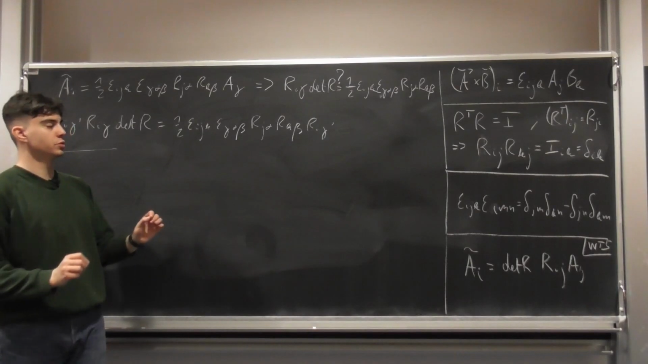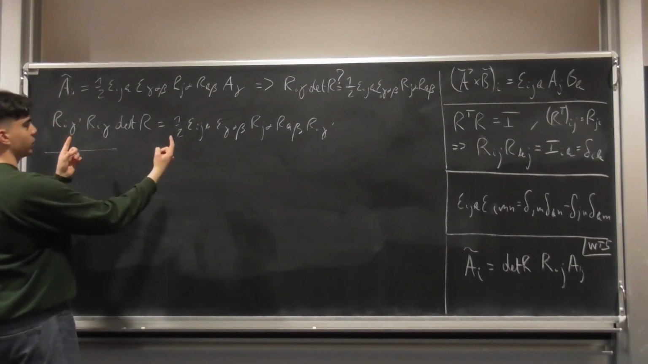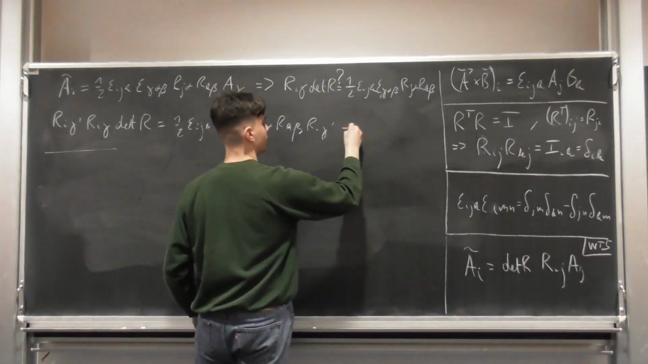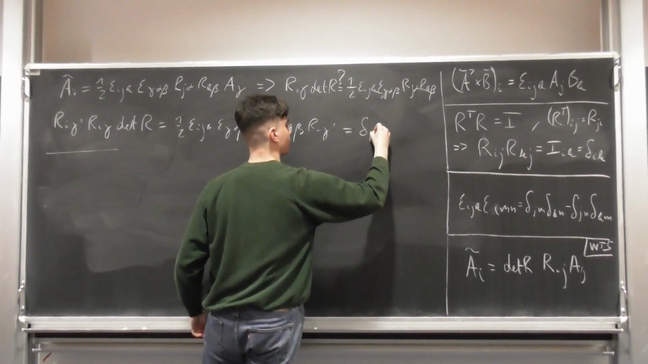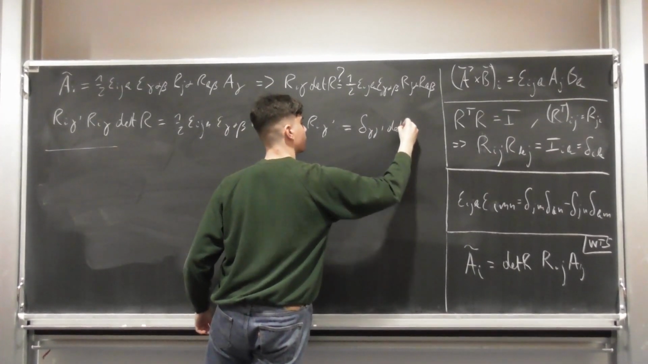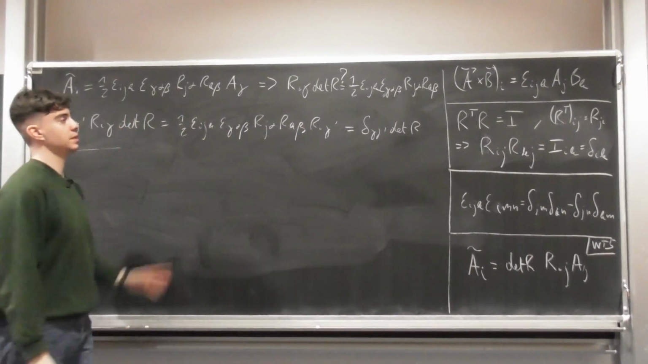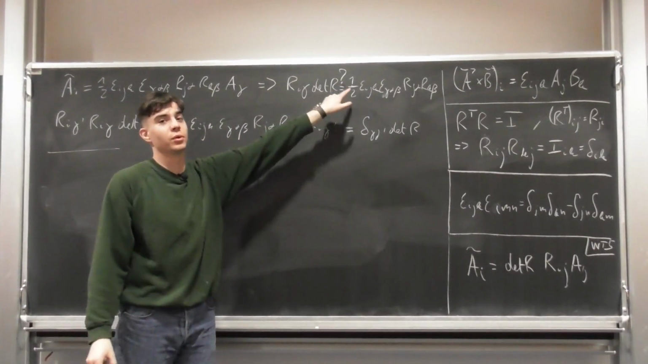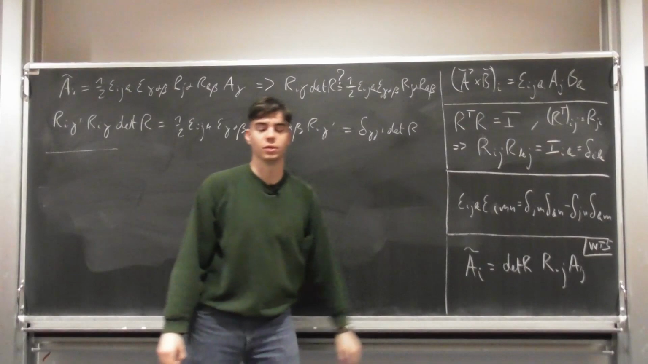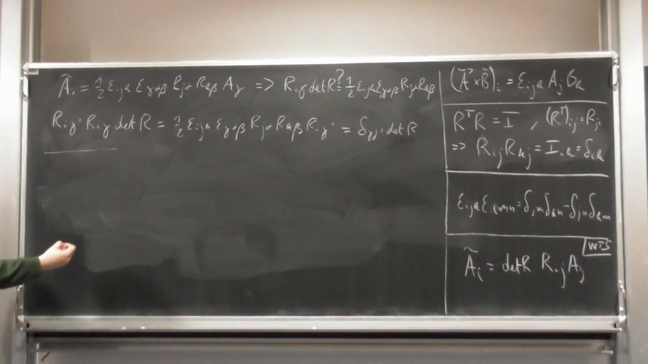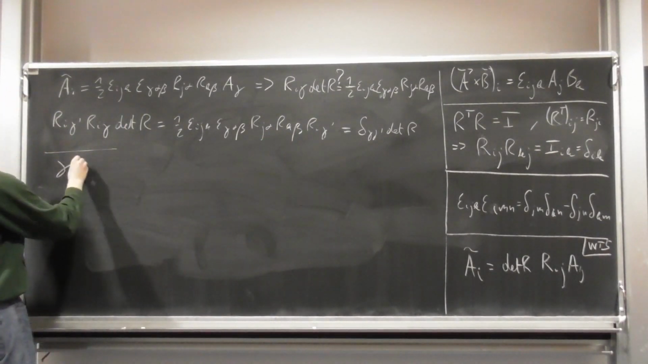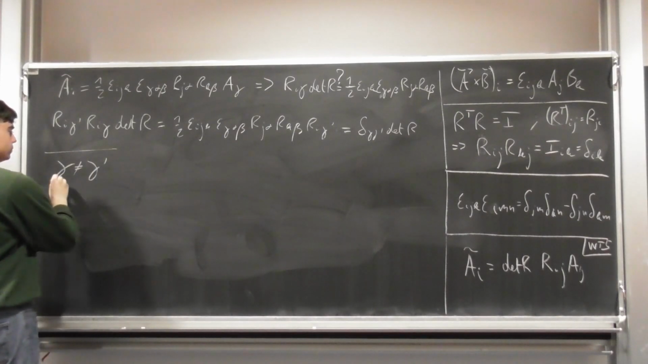Okay, so just to reiterate, if we show that this equality is true, now this equality is delta gamma gamma prime, determinant of R, then that must mean that this equality is true. But if this equality is true, then we've proven what we want to show. Okay. So we've already done the case where gamma is equal to gamma prime. Now let's do the case when gamma is different from gamma prime.